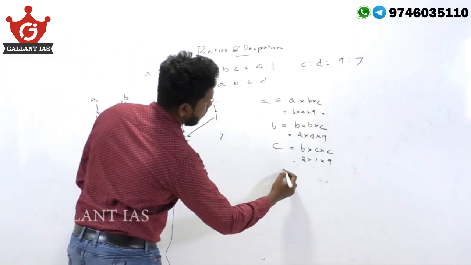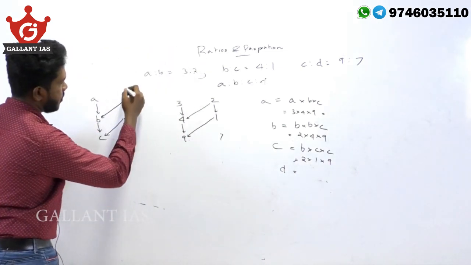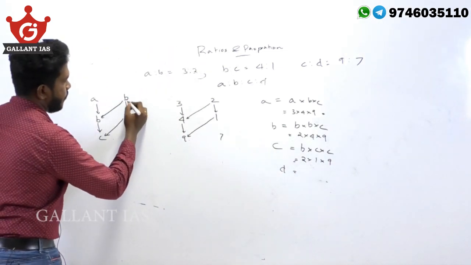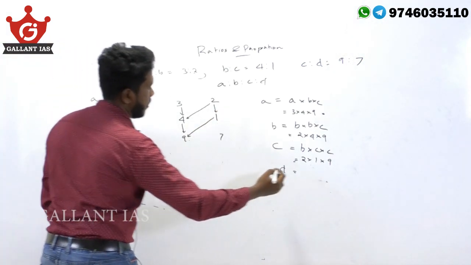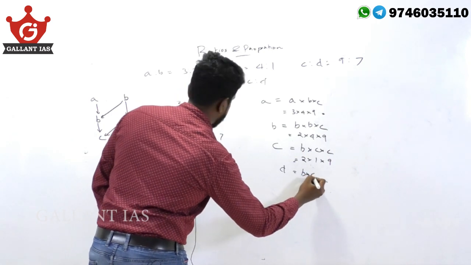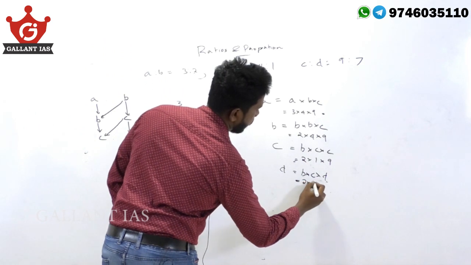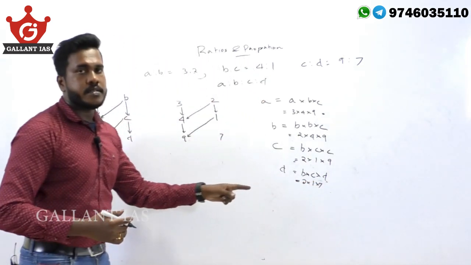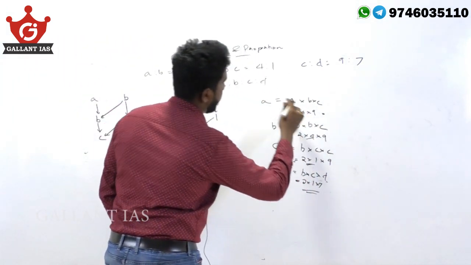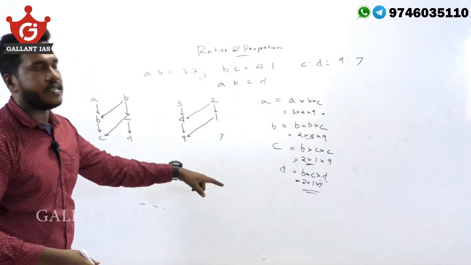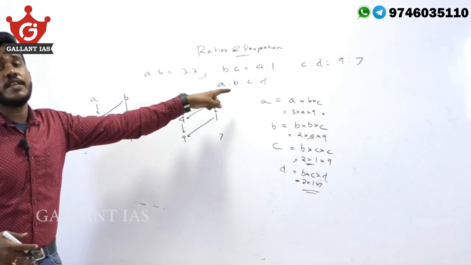Now our final aim is to find the value of D. Okay, right? D's value is just multiply downwards. That is B into C into D. That is 2 into 1 into 7. Got it? So, this is how we will get all the values of A, B, C and D, and we can find A is to B is to C is to D.